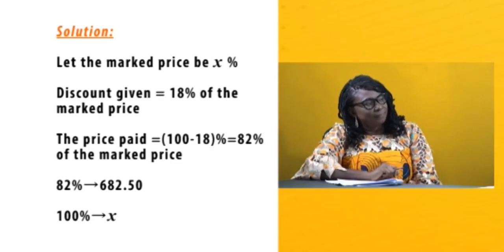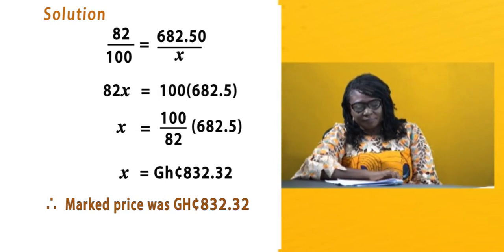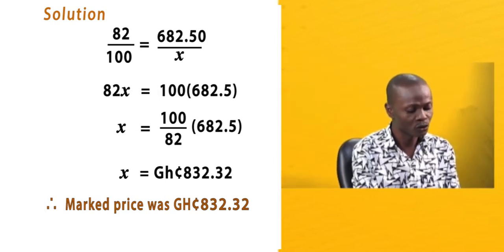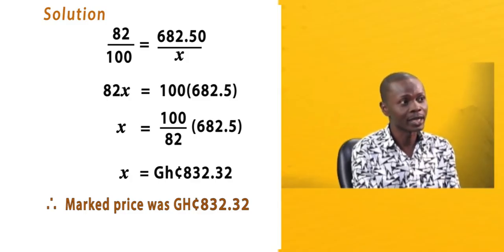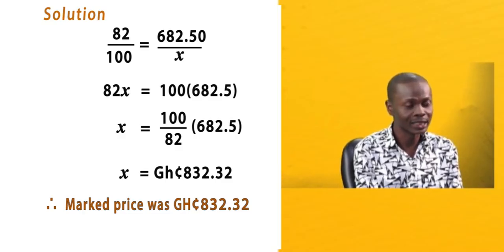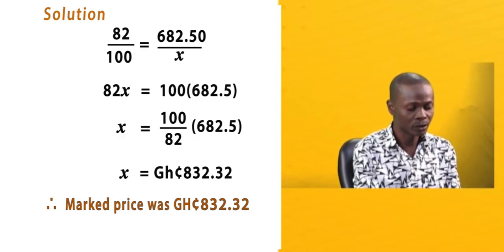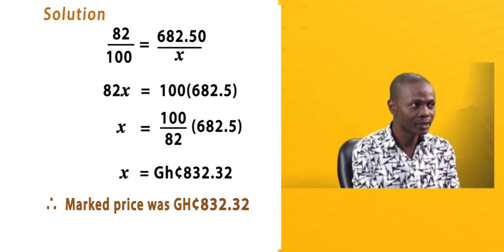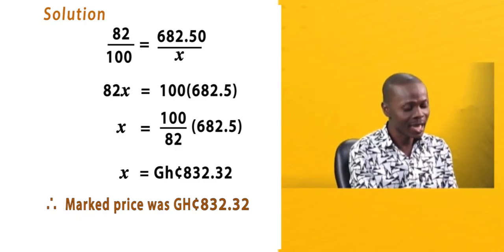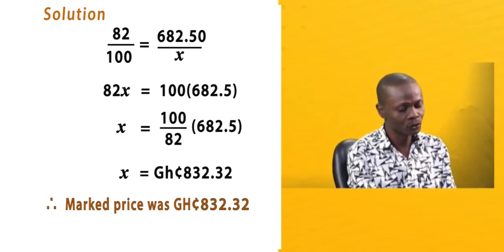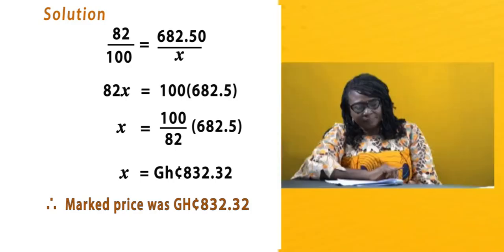So, by ratio and proportion, we have 82 divided by 100 equal to 682 cedis, 50 pesos divided by X. By cross multiplying, we are going to get 82 times X is equal to 100 times 682 cedis, 50 pesos. And by changing subject, we are going to get X to be 832 cedis, 32 pesos.